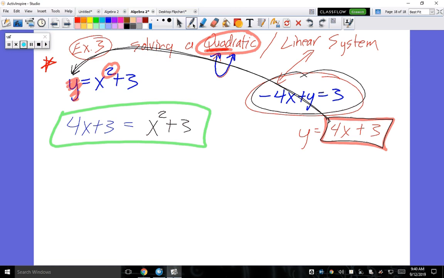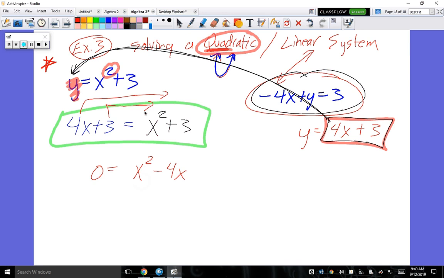Now we're going to get 0 on one side. Here we go. X squared minus 4x, and I'm going to subtract 3. So it would just be 0, right? So this is what I have left. You with me? Now I'm going to show you how to do this by hand real quick, because you can do this piece. We've done it with other topics that we've already covered.